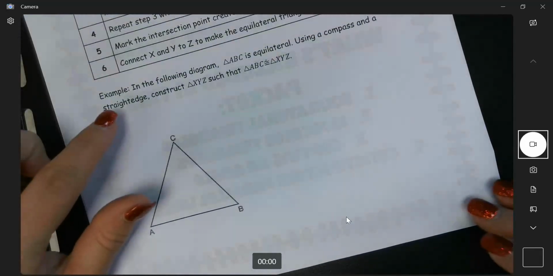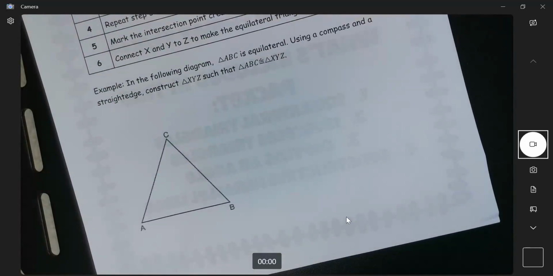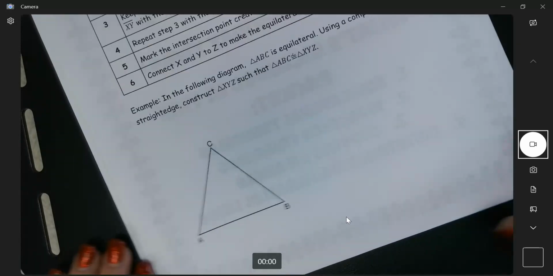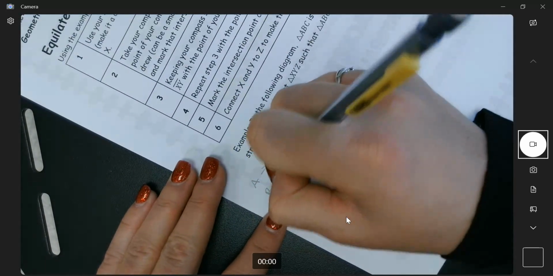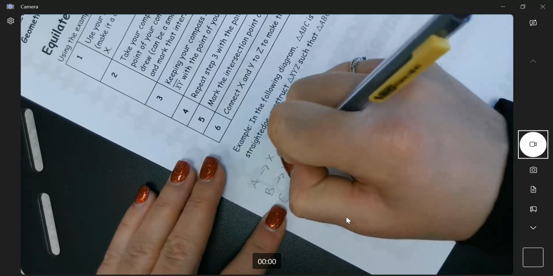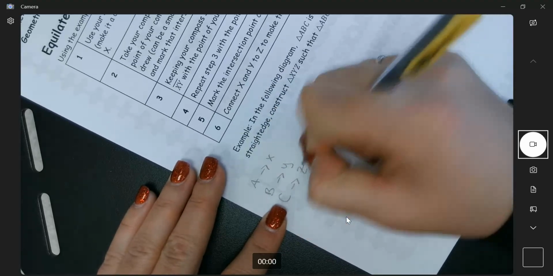So in this example here, we have in the following diagram, triangle ABC is equilateral. Using a compass and a straight edge, construct triangle XYZ such that the two triangles are congruent to each other. So something that's really important here is that we need to make sure that the vertices are matching up correctly. So if I have triangle ABC is congruent to triangle XYZ, A should map to X, B should map to Y, and C should map to Z.